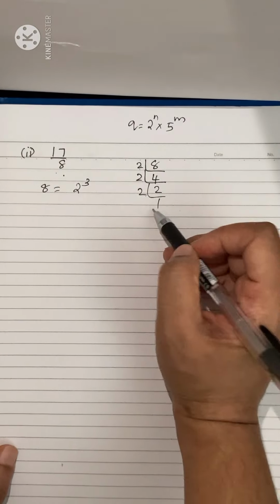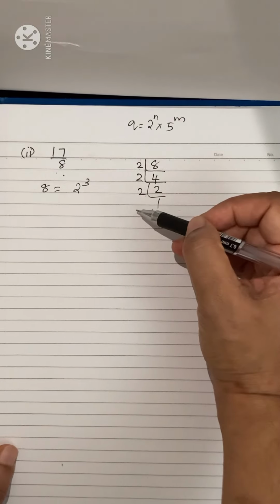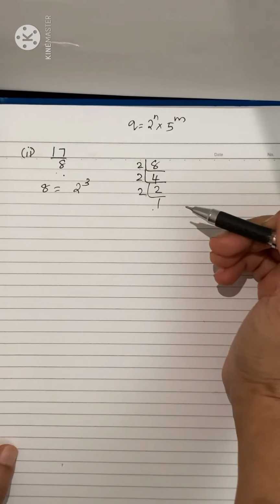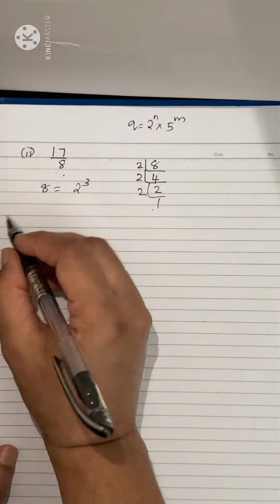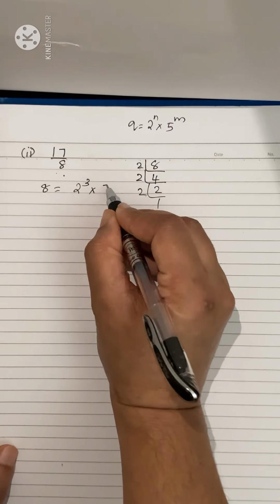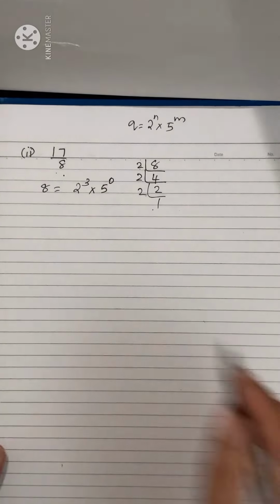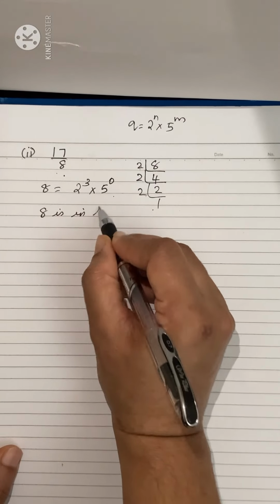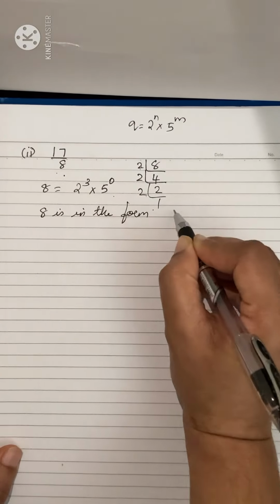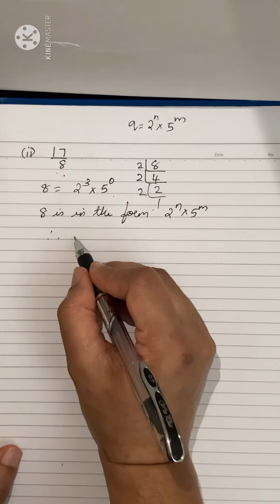Here there is no 5, but no problem. If 2 alone comes, then it is terminating. If 5 alone comes, then also terminating. If 2 and 5 come together, then also terminating. We can write it like this, into 5 raised to 0. We know that any number raised to 0 equals 1. Therefore, 8 is in the form 2 raised to n into 5 raised to m. Therefore, it is terminating.